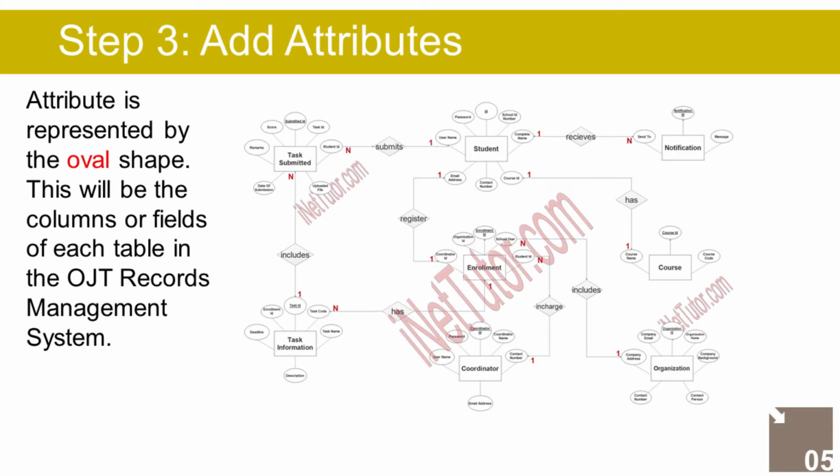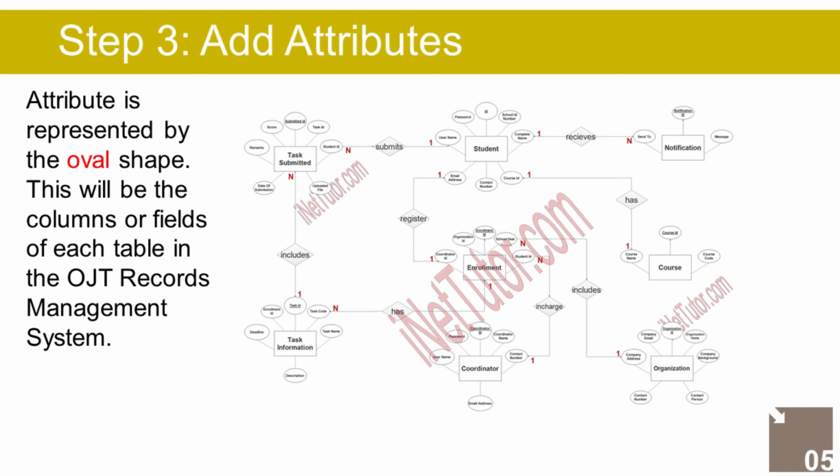The last part of the ERD process is to add attributes to our entities. Student. Student ID-primary key represented with underline. School ID number. Complete name. Course ID-foreign key. Contact number. Email address. Username. Password. Course. Course ID-primary key represented with underline. Course code. Course name. Enrollment. Enrollment ID-primary key represented with underline. School year. Student ID-foreign key. Coordinator ID-foreign key. Organization ID-foreign key.